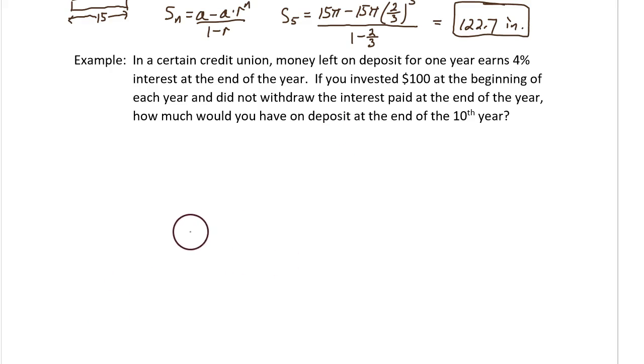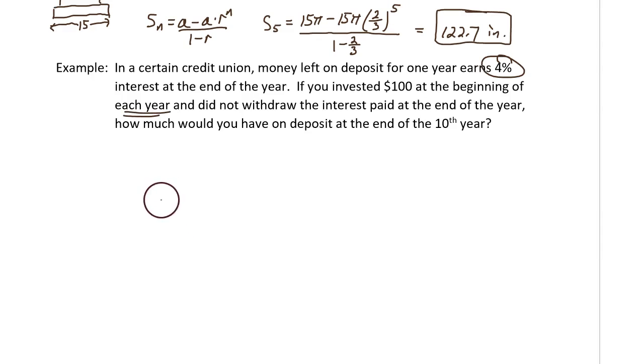This is not exactly the same kind of compound interest problem that we had in a different chapter, because it says we're investing $100 at the beginning of each year. In that previous chapter, when we used the compound interest formula, we only made one principal investment, and then it earned interest for however many years. This time, we're putting $100 in every year.